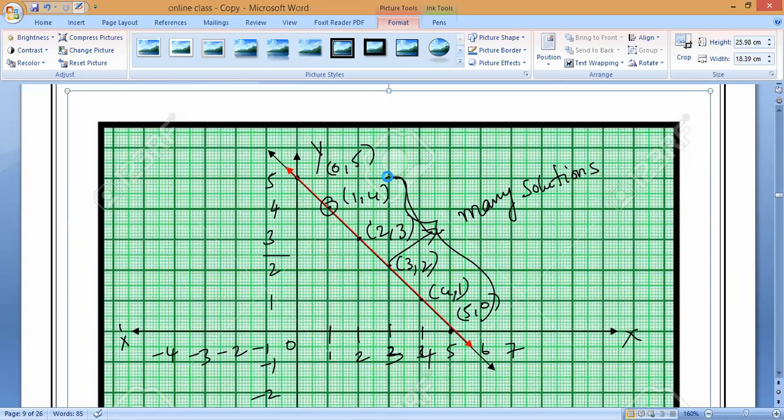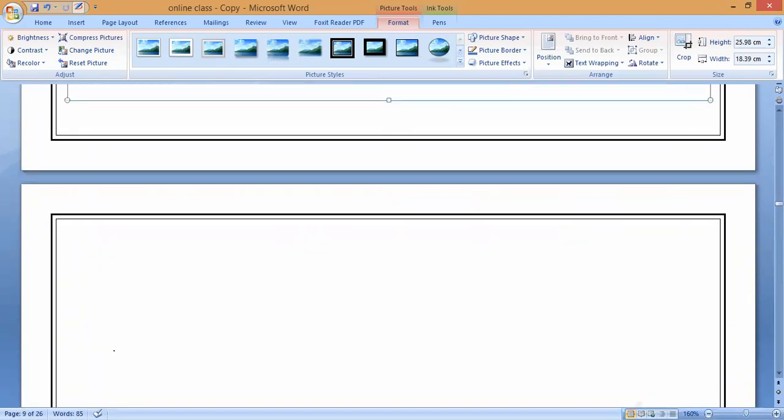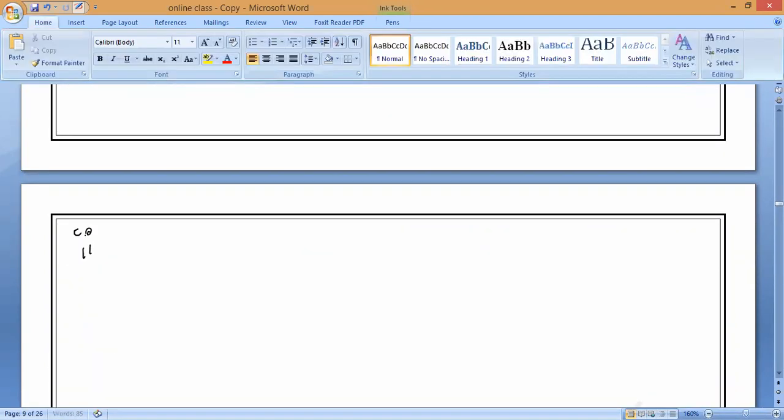Any doubt? No, ma'am. Okay, second question, second subdivision. Say two equations. x minus y is equal to 8, and 3x minus 3y is equal to 16.